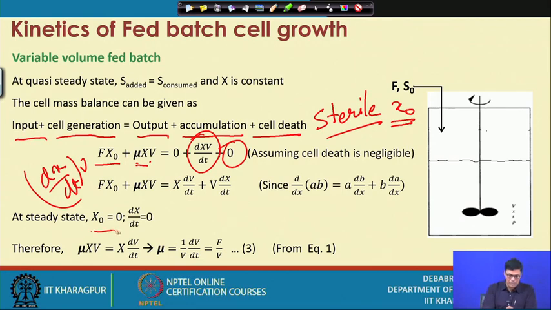Then we can assume that this is equal to 0, and then this is equal to, we differentiate x and v, then we get x dv by dt plus v dx by dt. Now, dx by dt, if we assume the rate of cell formation is 0, that is not changing, then it is constant, so we can write this as equal to x into dv by dt. Now, this is equal to mu, 1 by v dv by dt equal to F by v. So, what is F by v? F by v is the dilution rate that we have already seen. This is nothing but the dilution rate.